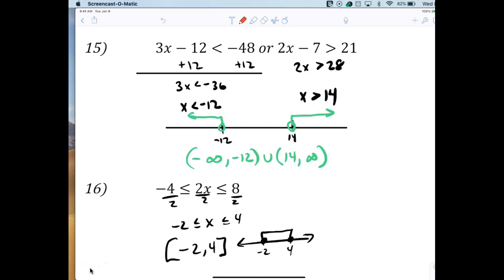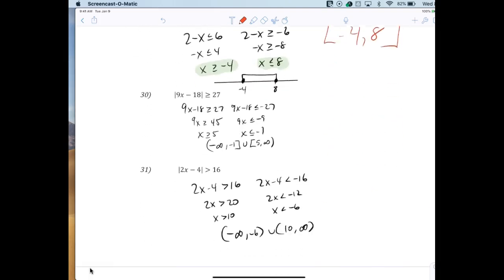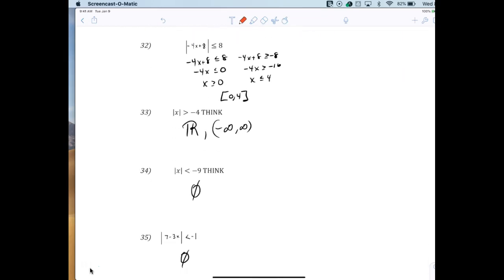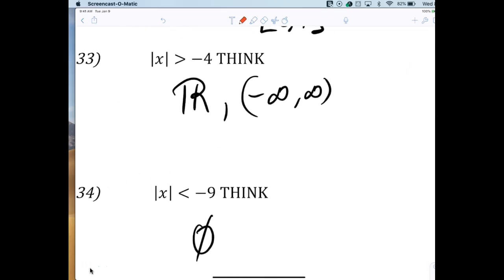Anybody have any issues? Good. Could you just say number 30? Let's take a look at 33. Come on now. This is just basic understanding now. Think about it, right?